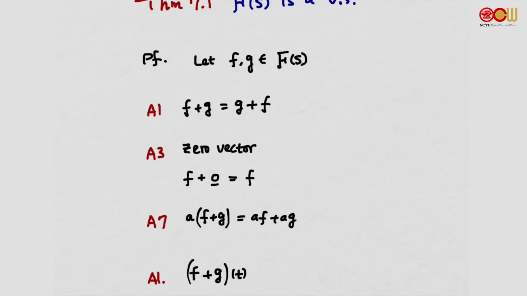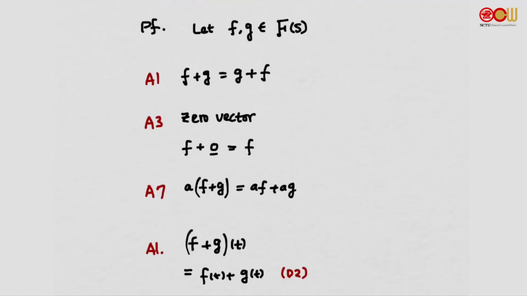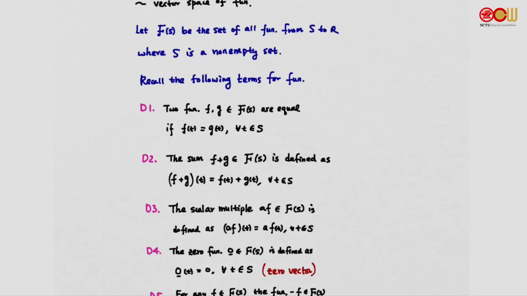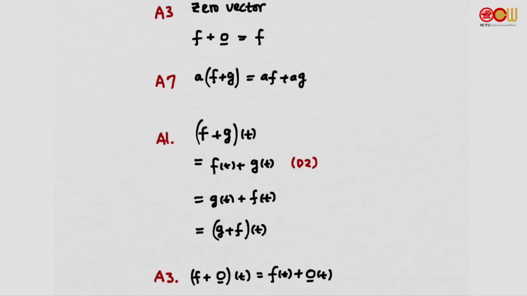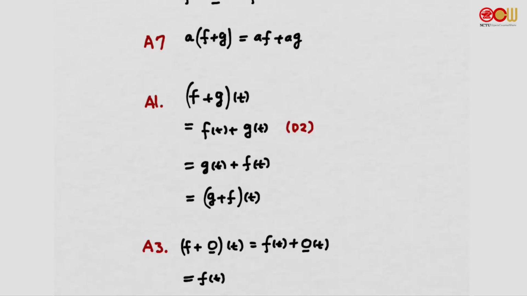So first, the sum function f plus g, by definition, it's the same as f of t plus g of t. We know this from D2. D2 is what we have here for function space. This is the same as g plus f, and then again, this is the same as the sum function g plus f of t. Now we want to show there's a zero vector. f plus 0, the sum function is f of t plus 0 of t, and this is 0 for all t, so this is the same as f of t. So we can treat the zero function as the zero vector.